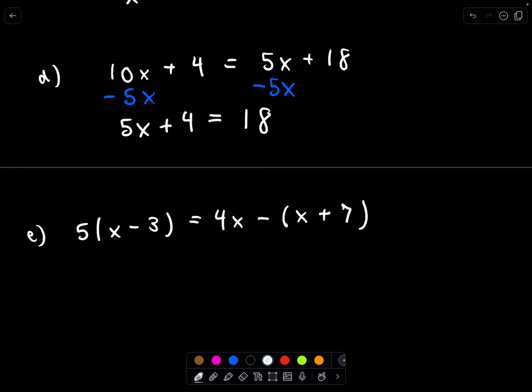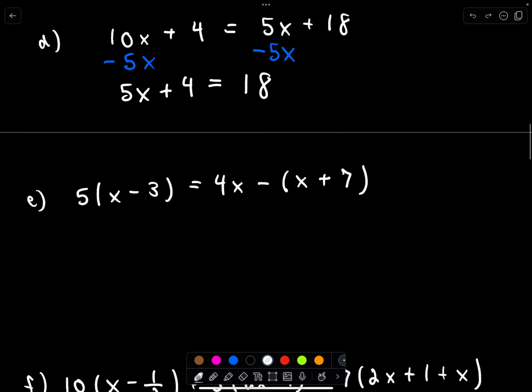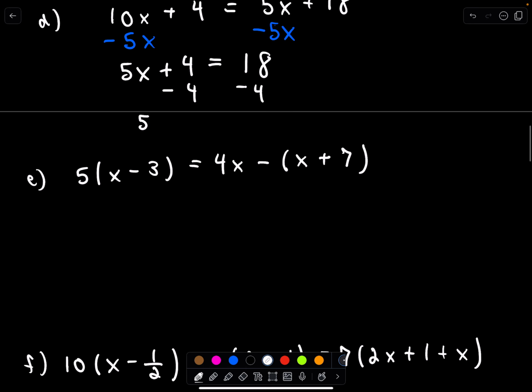So in effect, what has happened? We've still got a variable and a constant on the left side, but notice on the right side, before we had a variable and a constant, now we've only got a constant. So that's good. We're kind of reducing things. And I'll do the same thing. I'm just going to subtract 4 from both sides now to get rid of that constant. That's going to leave me with 5x equals, well, let's see, 18 minus 4 is going to leave me with 14.